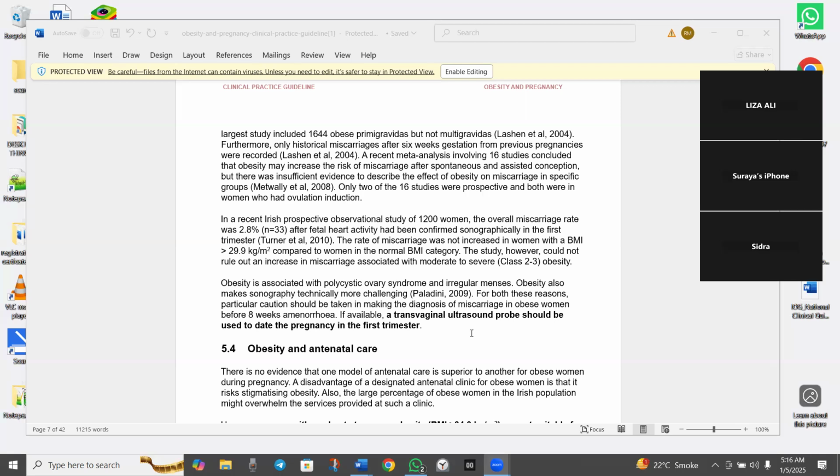The TBS is the best in the first trimester to date the pregnancy, but she needs ultrasound. So whether abdominal or TBS, whatever method the patient allows, she needs to be seen by the specialist for the growth of the baby. We need that antenatally.